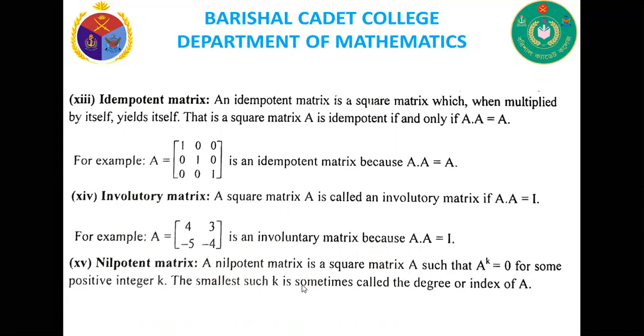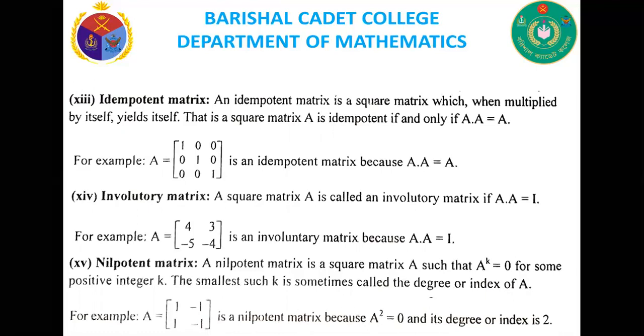So boys, you have to pay attention in this case that a matrix will be nilpotent if A to the power k equal to 0. What is k? K is an integer number. We don't know which fixed number, but an integer number for which A to the power k equal to 0. And the smallest k is called the degree or index of A. For example, A equal to 1 minus 1, 1 minus 1 is a nilpotent matrix because A square equal to 0 and its degree or index is 2.